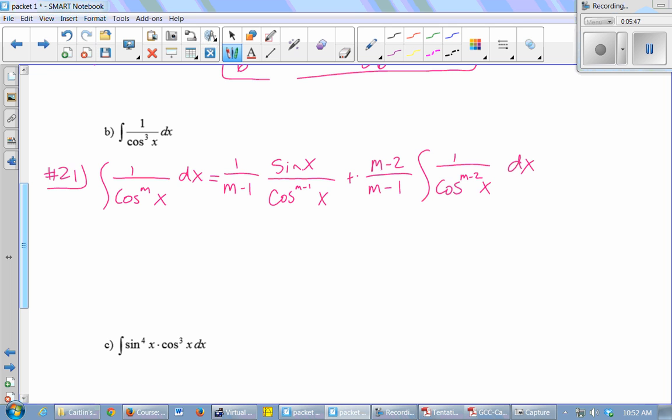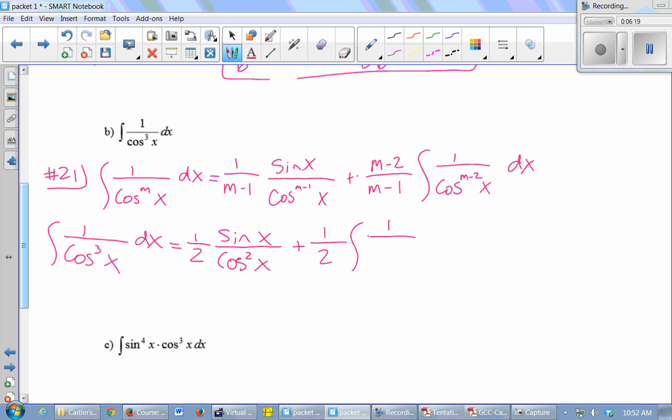So what is m in this case? 3. So this is the integral of 1 over cosine, replacing that m with a 3. So then I just replace all my m's in the answer with a 3. So I get 1/2 sine x over cosine squared x, because m minus 1 would be 2, plus m minus 2 is 1, over m minus 1 is 2, 1/2 the integral of 1 over cosine x dx.